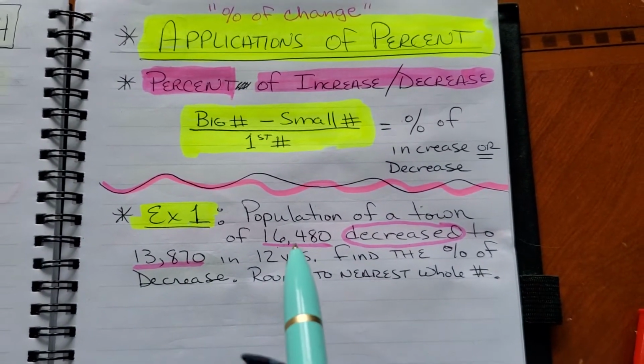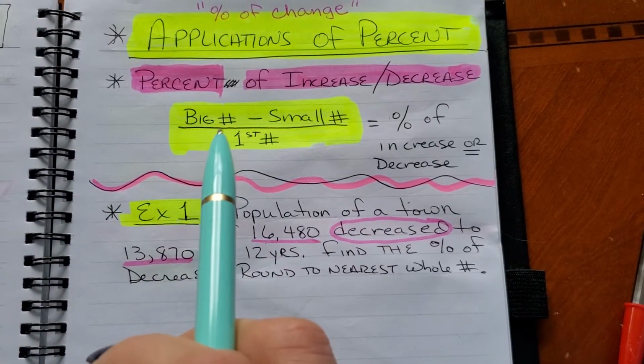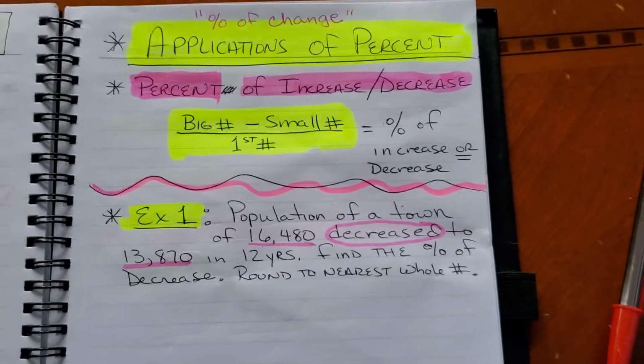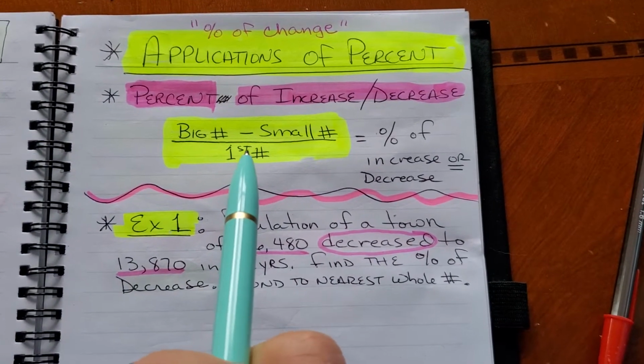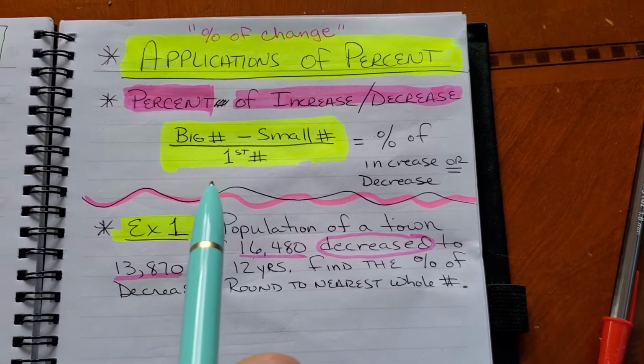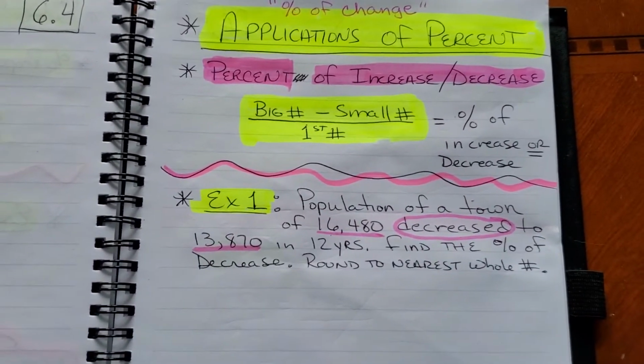So what are we talking about? We're going to take always the big number minus the small number. That'll prevent negatives. And then always in the denominator goes the first number. And that is where people usually make their mistakes.